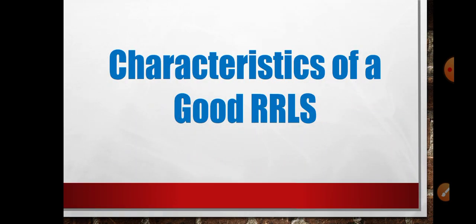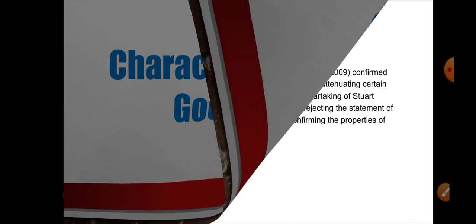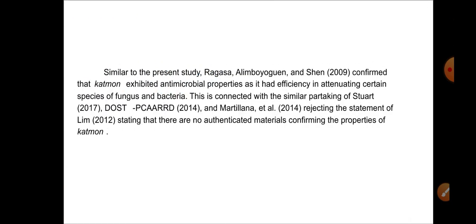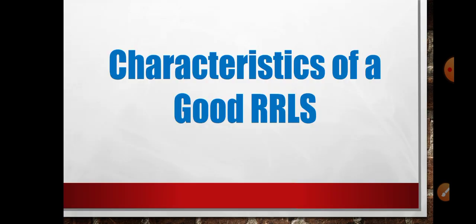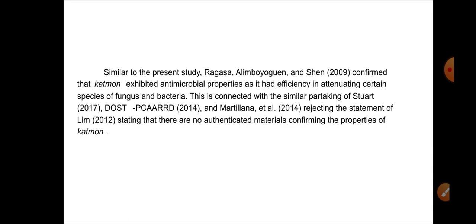Now that we know the distinction between related studies and related literature, we must now identify the characteristics, or the good features, of a proper RRLS. So we have here the following examples. Let us try to derive the characteristics of a good RRLS from them.